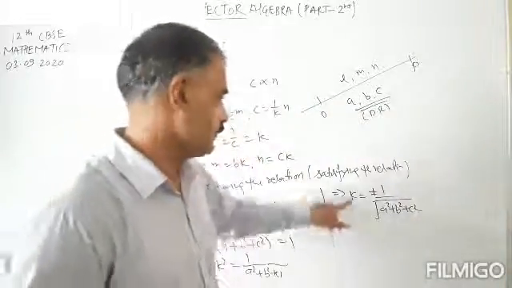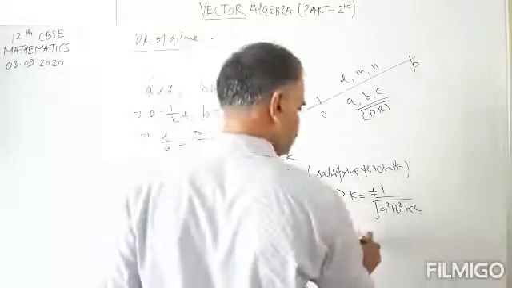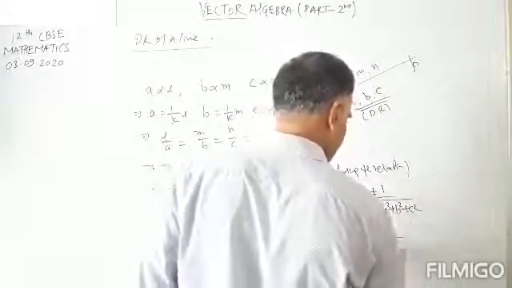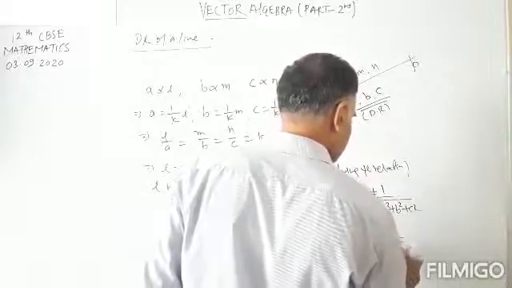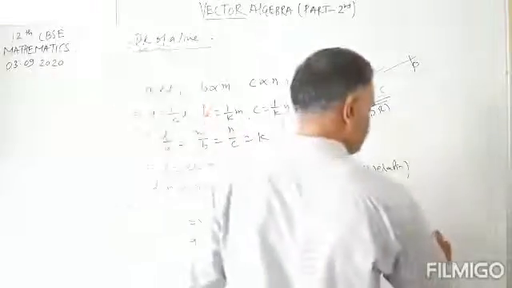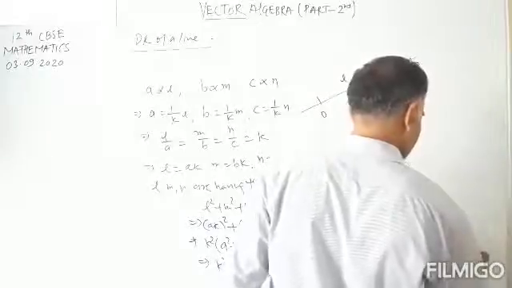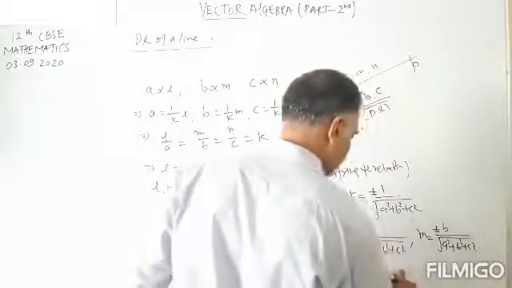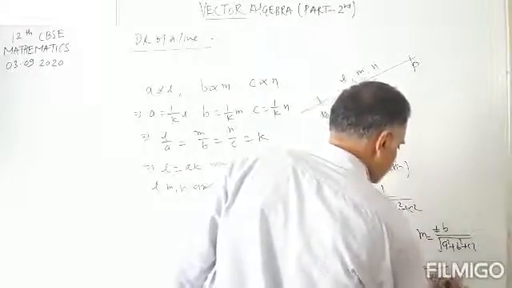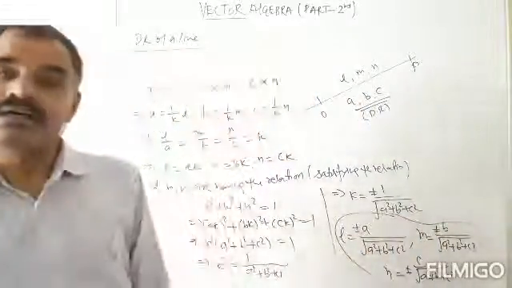Now K is equal to L upon A, that is why L is equal to A into K. K means plus minus 1 upon under root A square plus B square plus C square. Okay, and similarly we can find M is equal to plus minus B upon under root A square plus B square plus C square, and N is equal to plus minus C upon under root A square plus B square plus C square. Okay, these three are the relation.